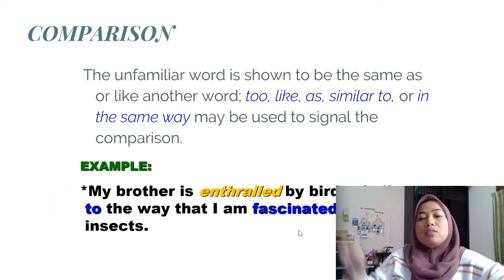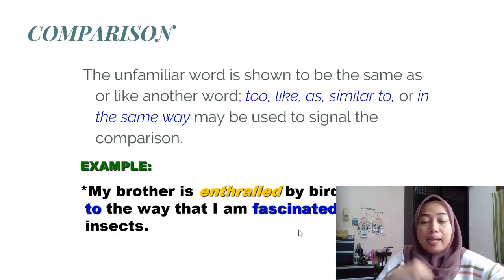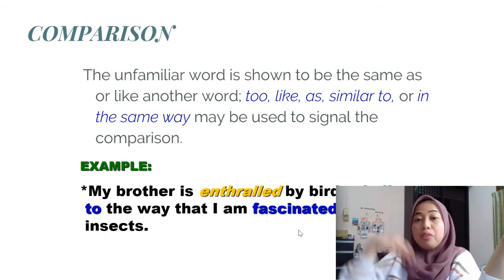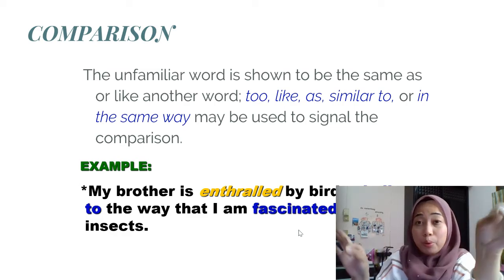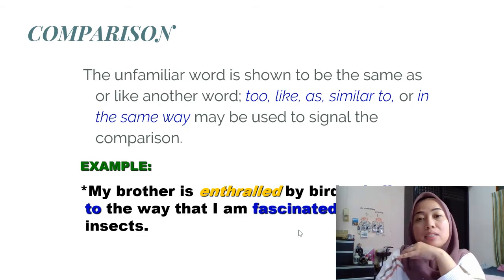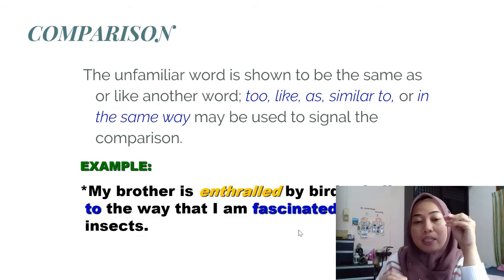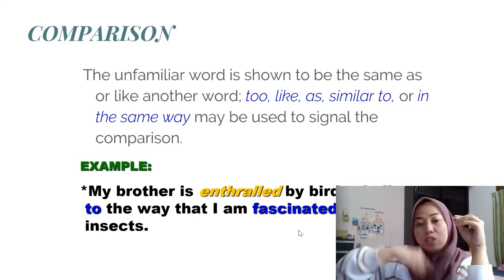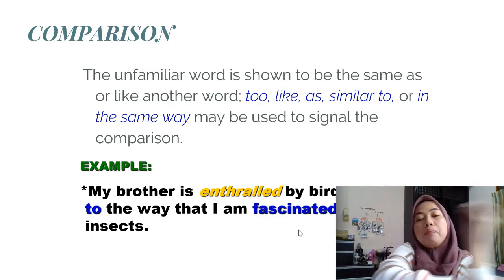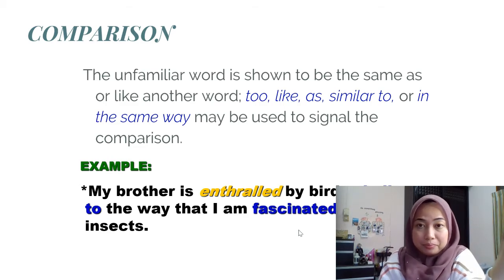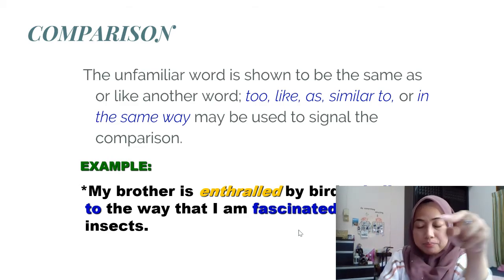My brother is enthralled by birds similar to the way I am fascinated by insects. So now I'm comparing my brother's obsession, or enthralled, that is the bombastic word, the unfamiliar word that we don't know the meaning about. But I can know the meaning because I'm comparing with the way that I am fascinated. So the word fascinated here is compared to the word enthralled. So it basically means the same thing over here. Do you see what it does over here?